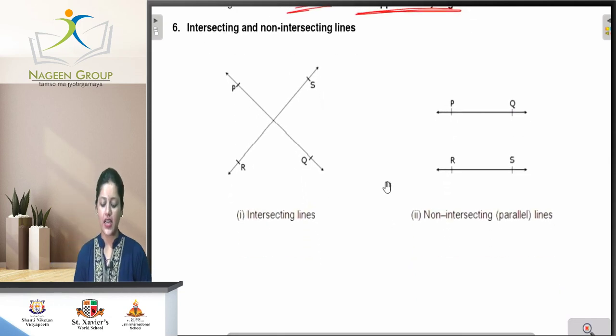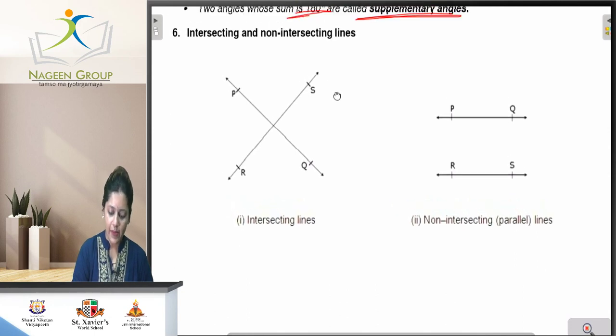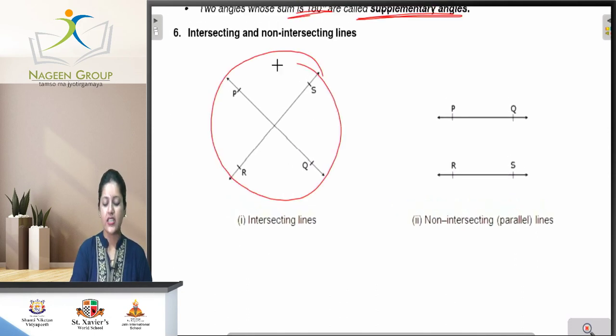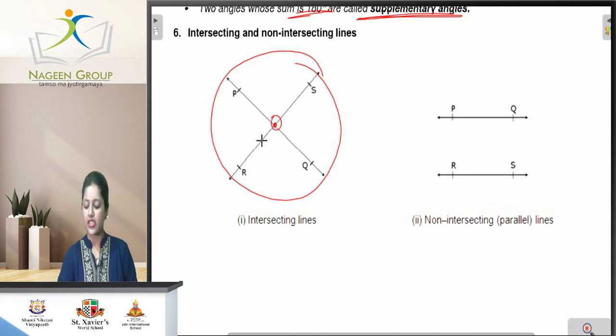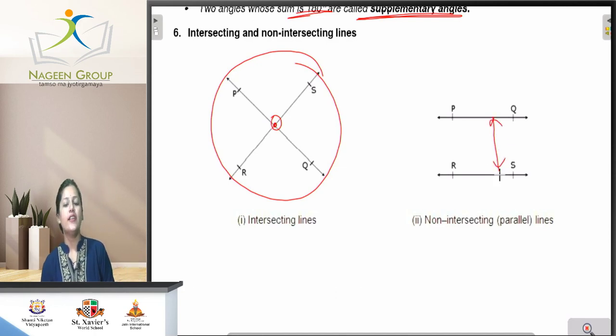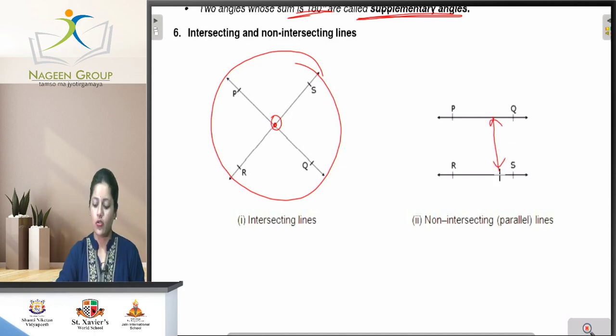Next are intersecting and non-intersecting lines. Intersecting lines are shown in your diagram as you have seen on your screen. They simply pass through one common point, while parallel or non-intersecting lines are those which never meet each other at any point even when we extend the lines to infinity.